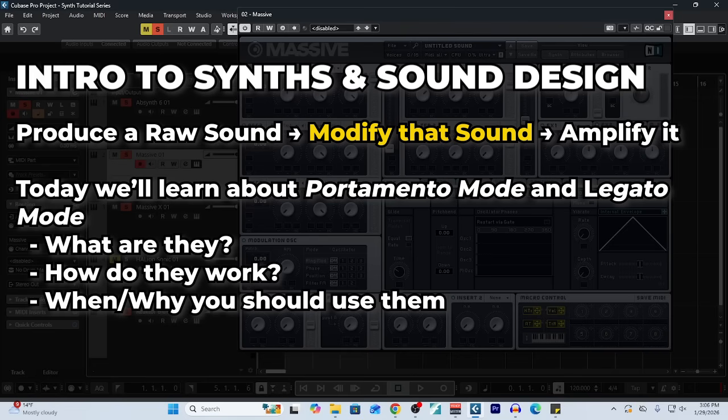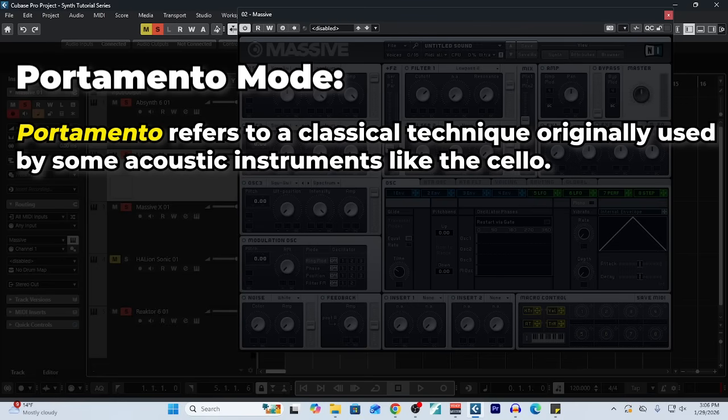As always, along the way, we'll learn a bunch of simple but super fun strategies for using these tools in your own workflow and in any synth that you happen to be working with. So with that, let's get started. First up, let's tackle Portamento mode.